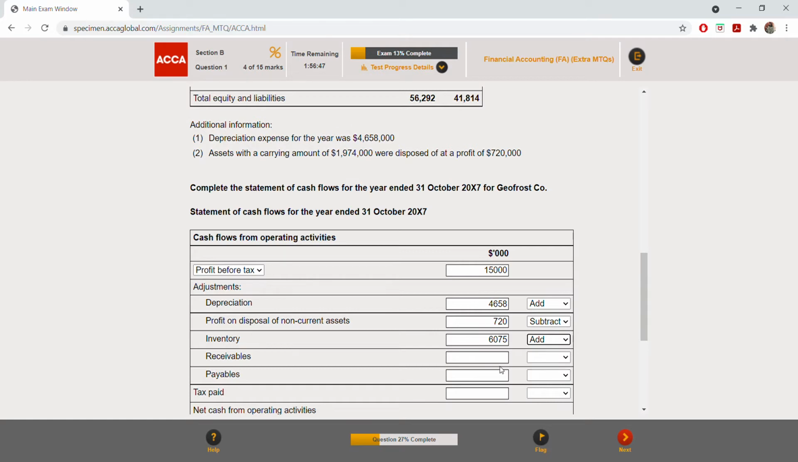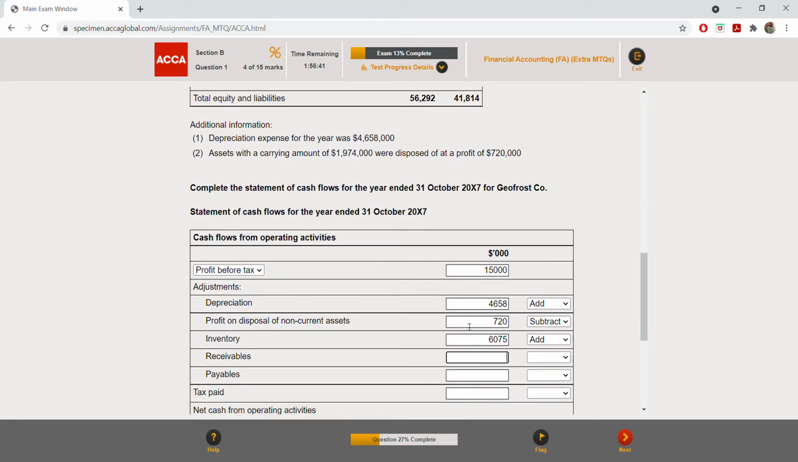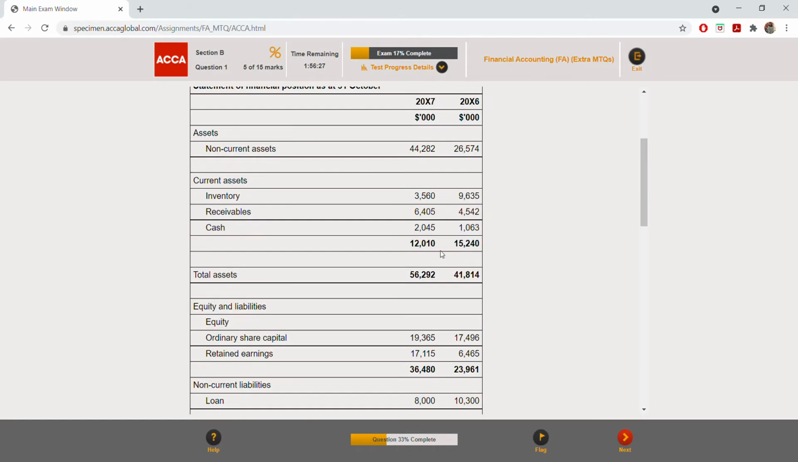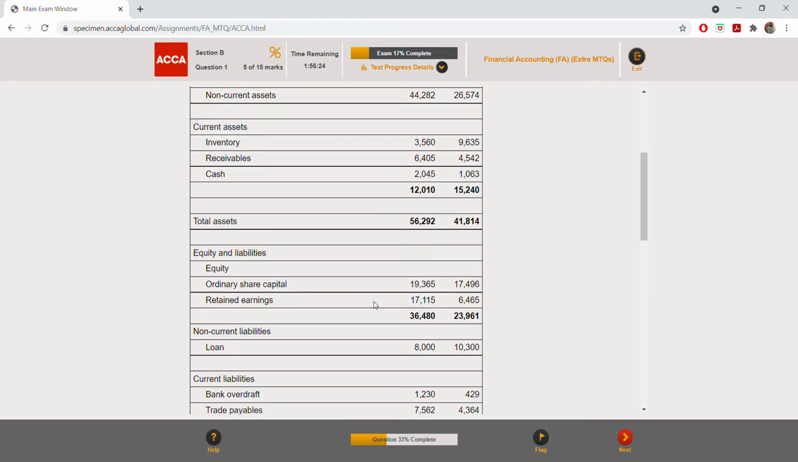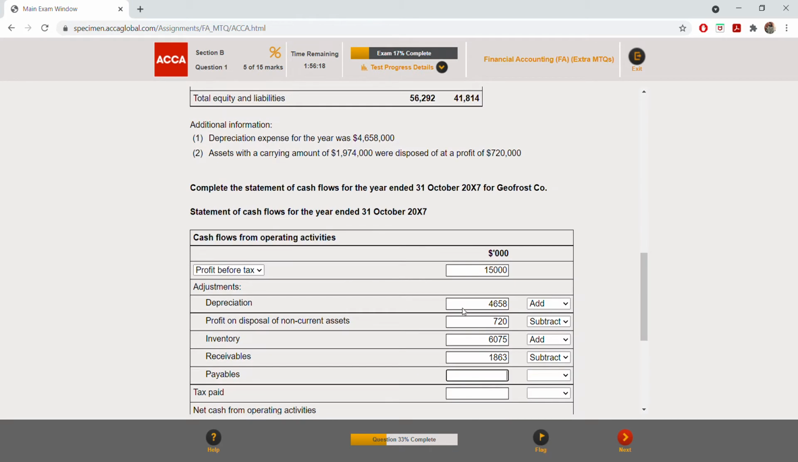Next, coming to your receivable. You can see receivable increased. Receivable increase means your customer is taking longer time to pay. So you have to subtract 1863. Next we have payable. So payable also we have to compare. You can see payable is increasing. Payable increasing means you are taking longer to pay your supplier, which means you are having cash. So you add 3198.